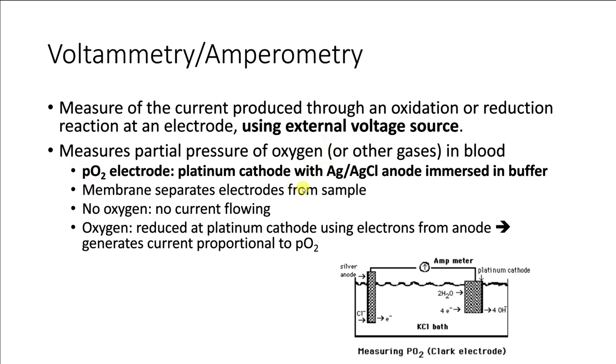So the PO2 electrode is a platinum cathode with silver anode immersed in some sort of buffer. This membrane separates the electrodes from the sample. If there's no oxygen, then current does not flow, but when there is oxygen, oxygen gets reduced at a platinum cathode using the electrons from the anodes. That difference then generates a current directly proportional to the PO2 concentration.